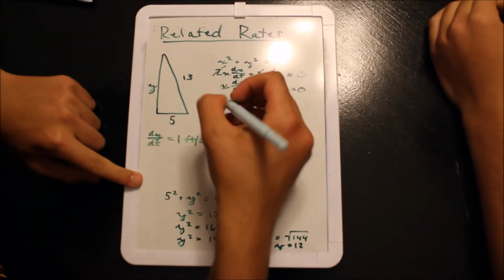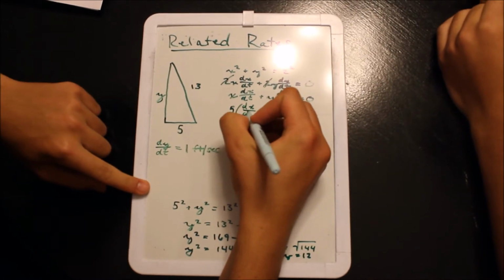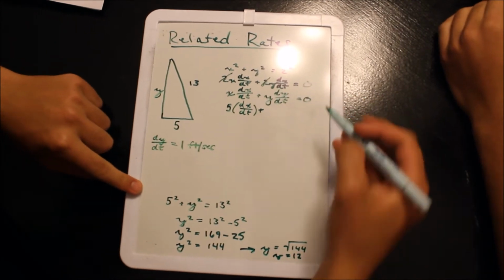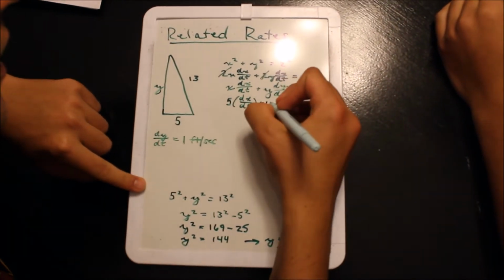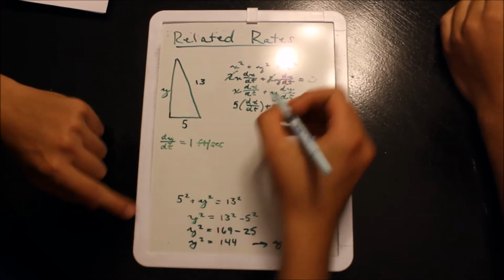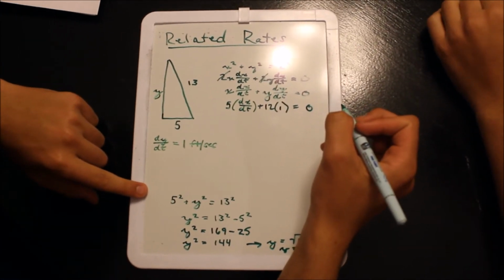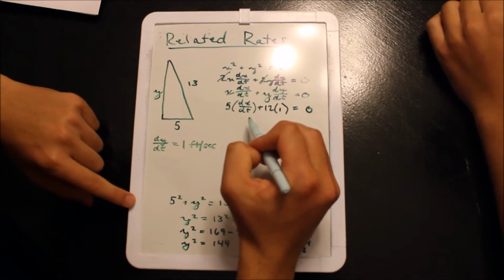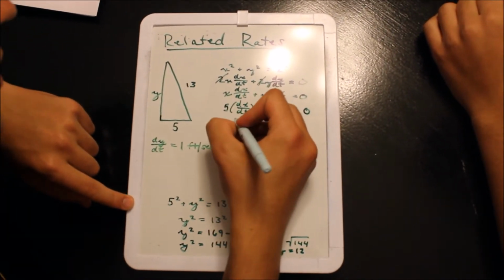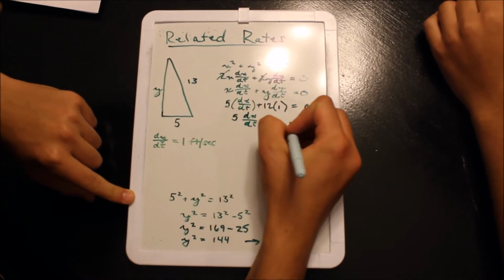So, we know our x, which is 5. Then we have our dx/dt, which is what we're solving for. So that rate's going to stay the same. Plus, our recently solved for y, 12, times the original rate given for dy/dt, which is 1. It's going to be equal to 0. Now, we're going to have to isolate dx/dt in order to solve for it. So we're going to get the 5 and 12 over to the other side. So it's going to become 5 dx/dt is equal to negative 12.